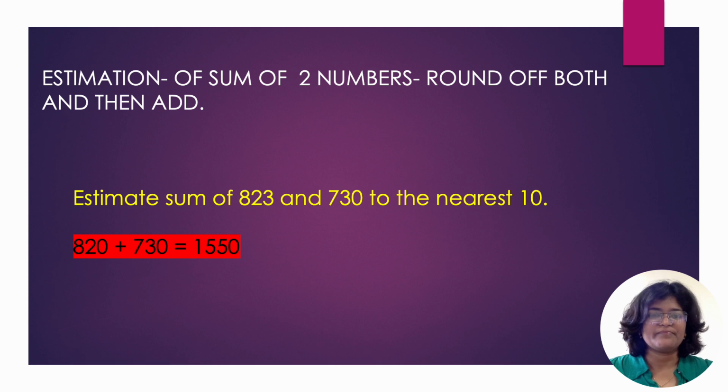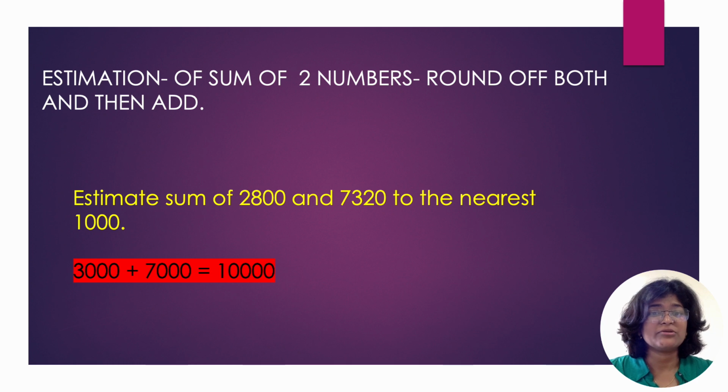An estimation. Supposing we have to calculate the estimate of the sum of two numbers, you round off both and then add. So estimate the sum of 823 and 730 to the nearest tens. That would be 820 plus 730, and then we do a total.